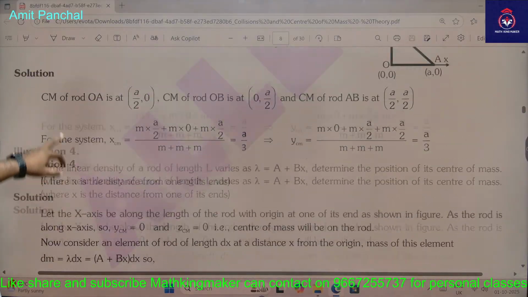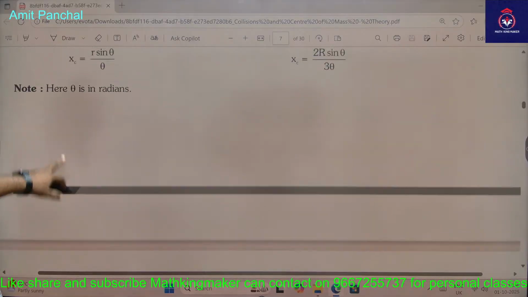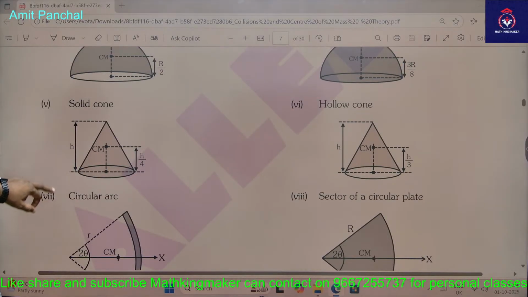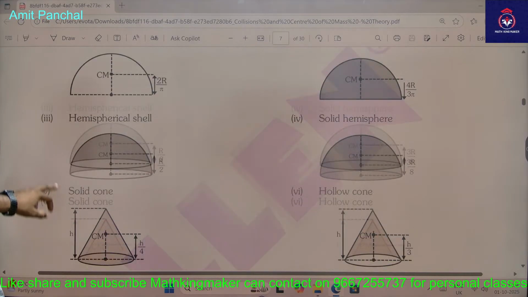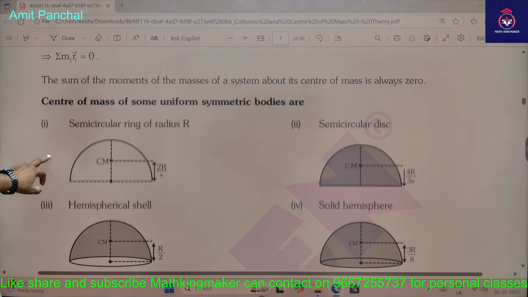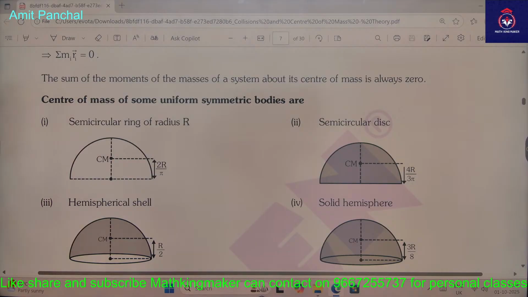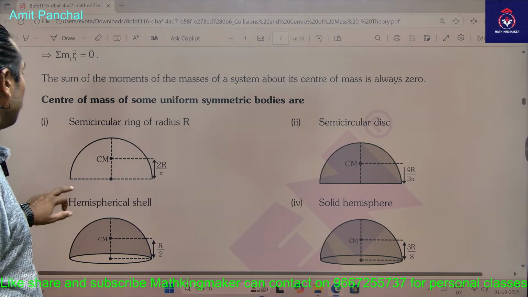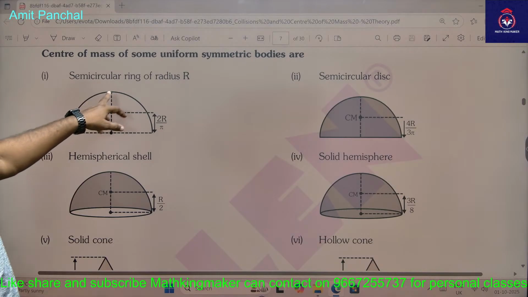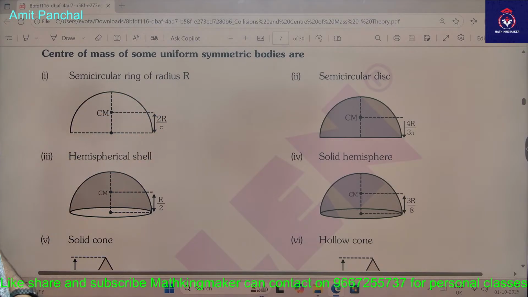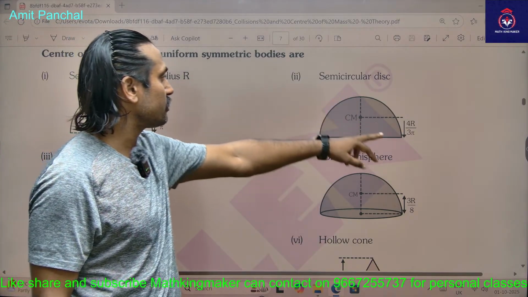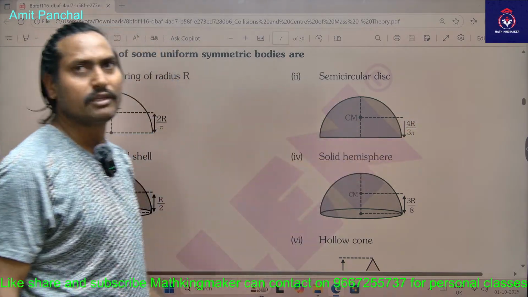They have given some formulas about the circular disc. Okay, so the center of mass of some uniform symmetric bodies: if it is a semicircular ring of radius r, then it will be 2r by pi. If it is a semicircular disc, then it will be 4r by 3 pi.